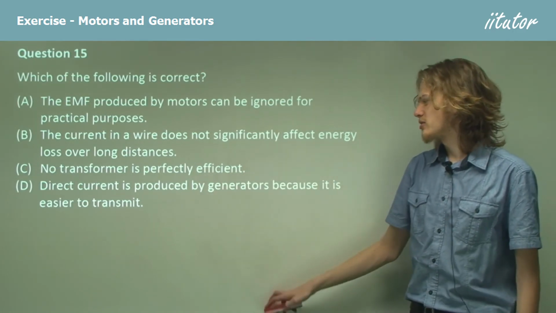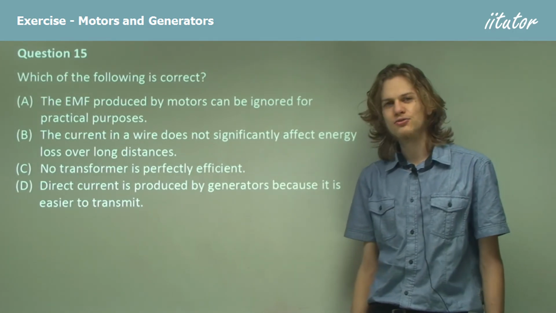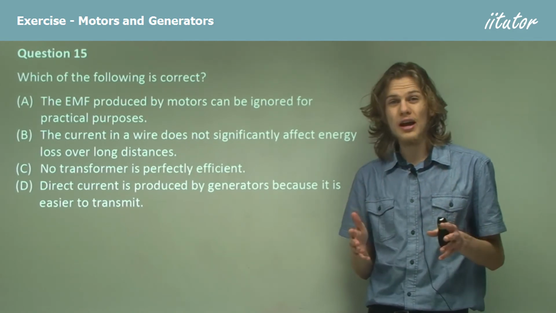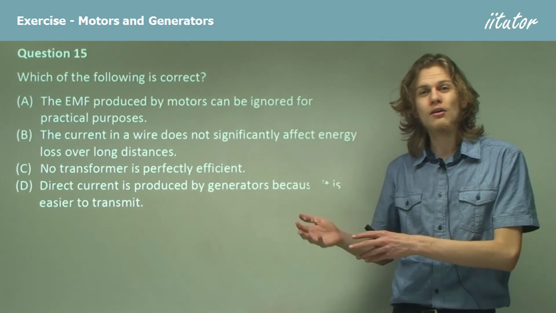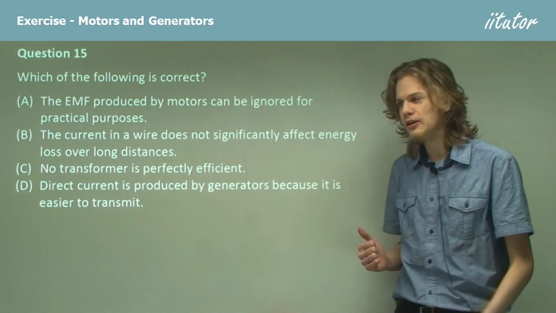D states that direct current is produced by generators because it is easier to transmit. We know, of course, that this is not the case. AC power is much easier to transmit because we can step it up to a higher voltage and step it back down when we need it.